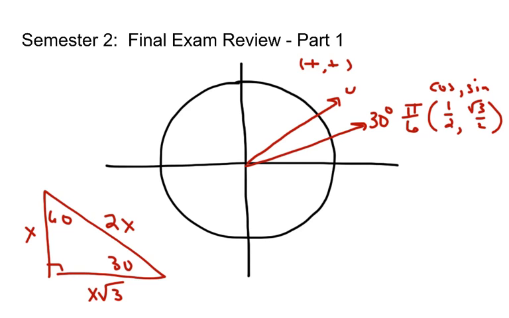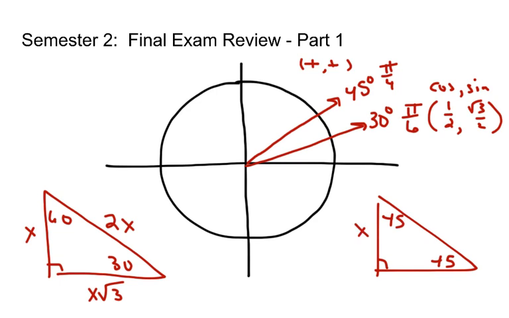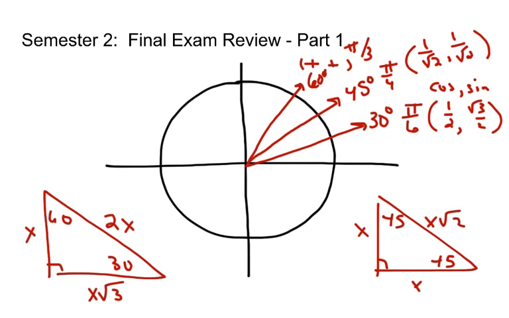For 45 degrees, which was pi over 4 radians, you had to use your 45, 45, 90 triangle. And the 45, 45, 90 triangle is x, x, x square root of 2. So for sine and cosine of 45 degrees, you end up with the same answer. And you can either tell me it's 1 over the square root of 2, or you can tell me it's square root of 2 over 2. Either one is acceptable.